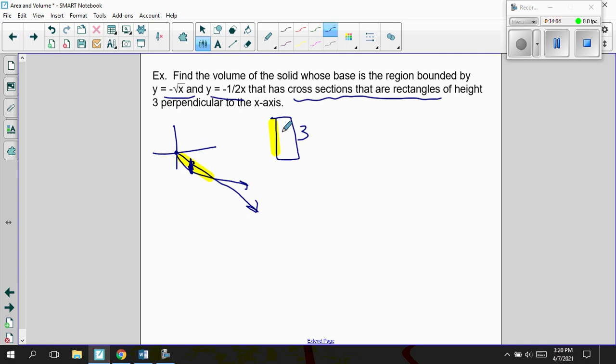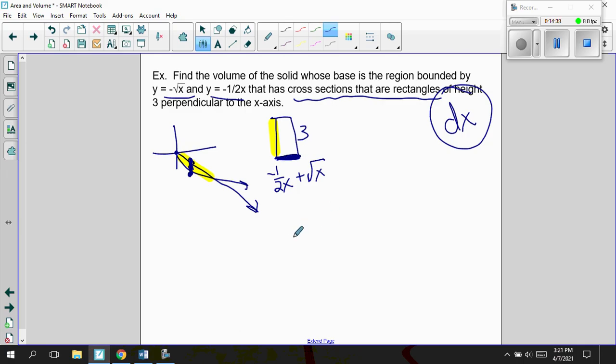All right, so when I do this, these rectangles are going to slide side to side. If I'm sliding side to side, that would be dx, because I'm perpendicular to the x-axis. I need to figure out how long this part is, because those two things correlate together. If I think of it as the top minus bottom idea, my top is my -1/2 x, and my bottom is negative square root of x, so that would be my base.